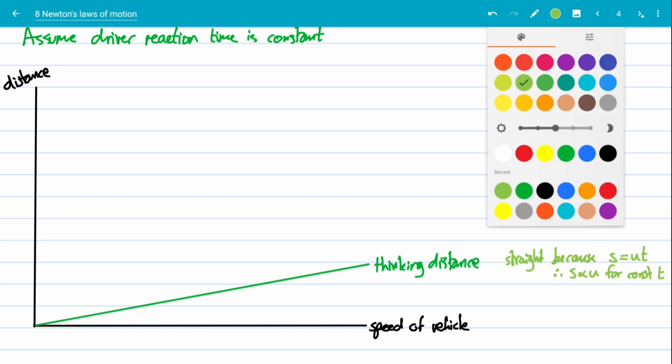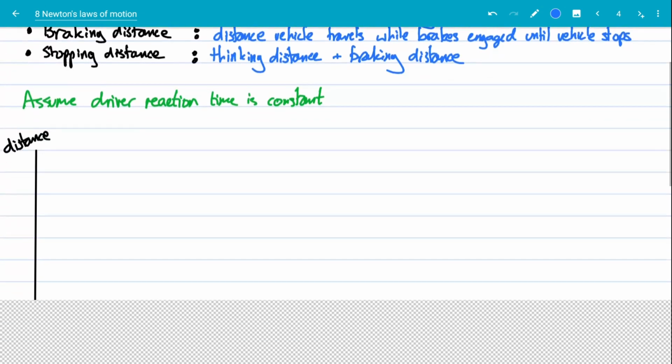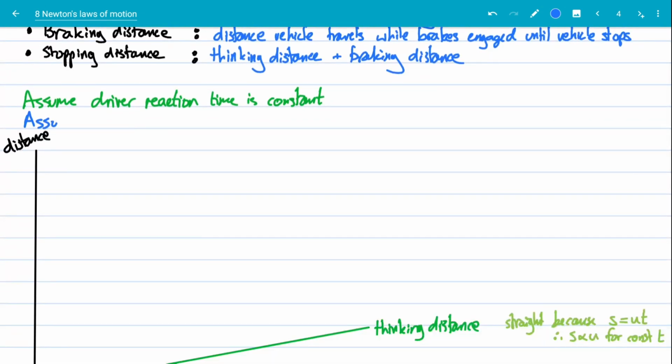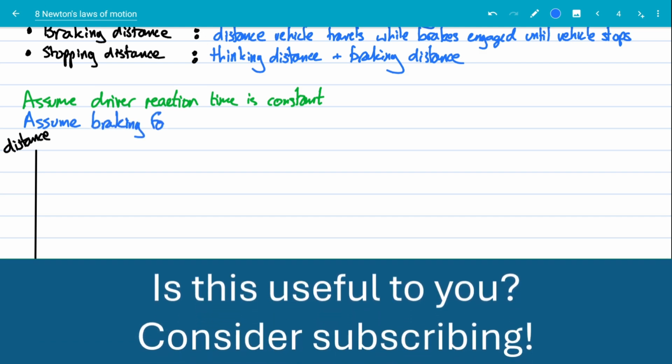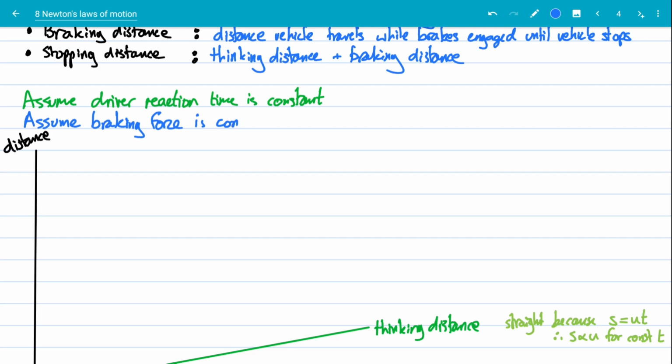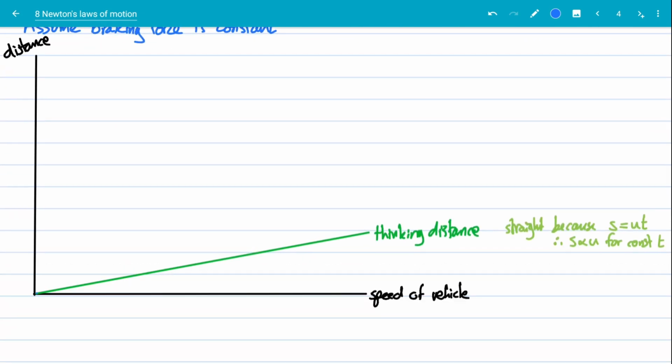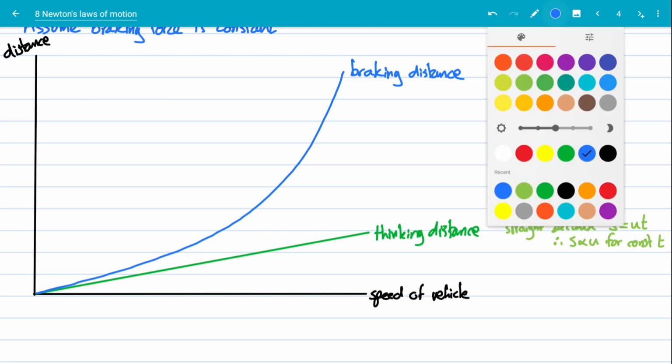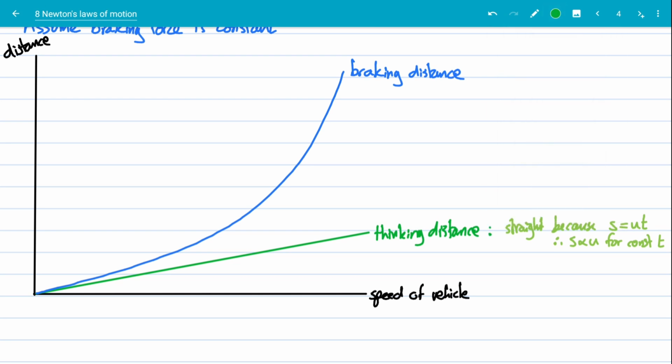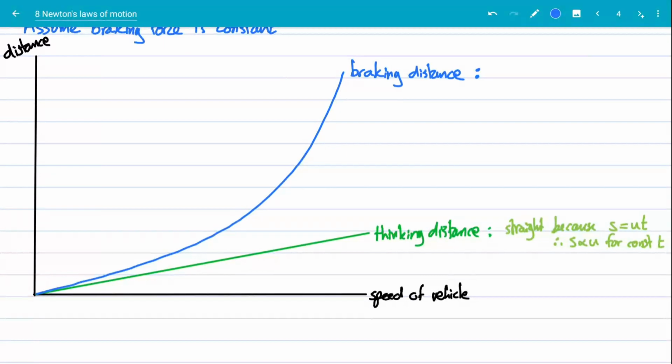Right, well, what about the braking distance? Well, we're going to assume braking force is constant. And if we assume the braking force is constant, we get something that looks a bit like that. This is our braking distance. And of course, now we've got to ask the question, why is our braking distance doing that when our thinking distance did that? Why is it this shape here?